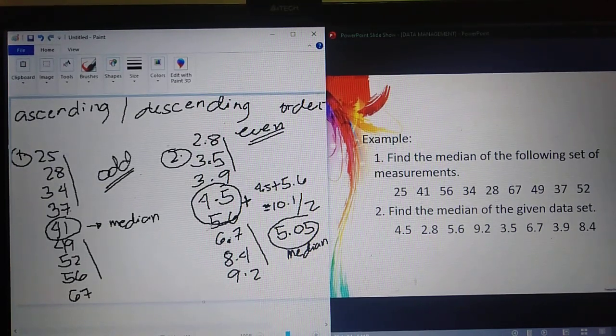Huwag mong ilagay na dalawa kasi ang median is the middlemost number. So since yung middle dito is you need to add the 2. I-add mo tong dalawang to. And then i-divide mo ng 2. Whatever yung lalabas, yan yung sagot. Okay? So that is the median for ungrouped data.